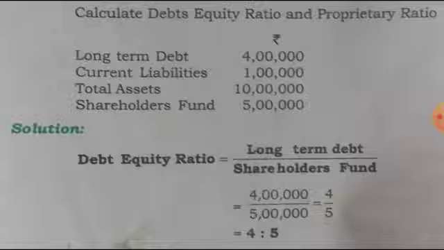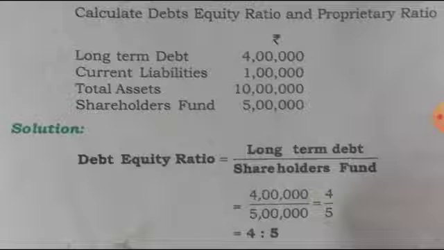Whereas the reserve and surplus is a profit set aside for meeting specific future requirements or any future contingencies. The reserves include capital reserve, securities premium, general reserve, surplus, debenture redemption reserve, etc. So here the long term debt is 4 lakhs and current liabilities is 1 lakh, as I already said, and shareholders funds and total assets is given.